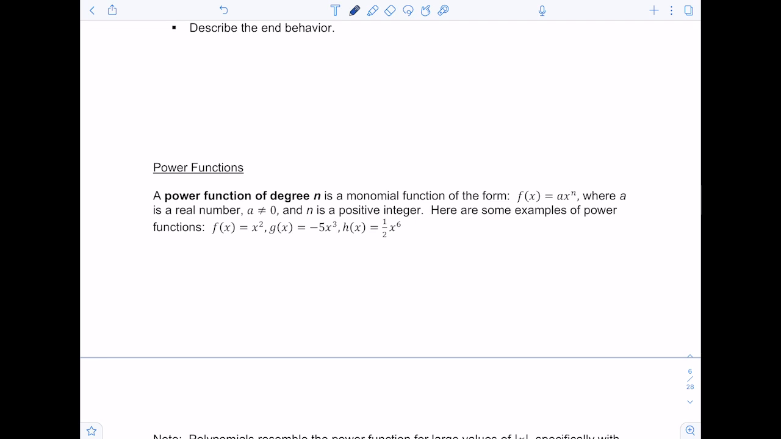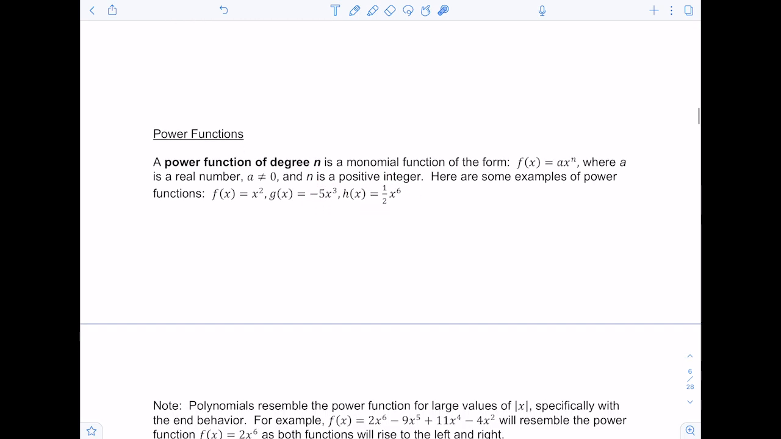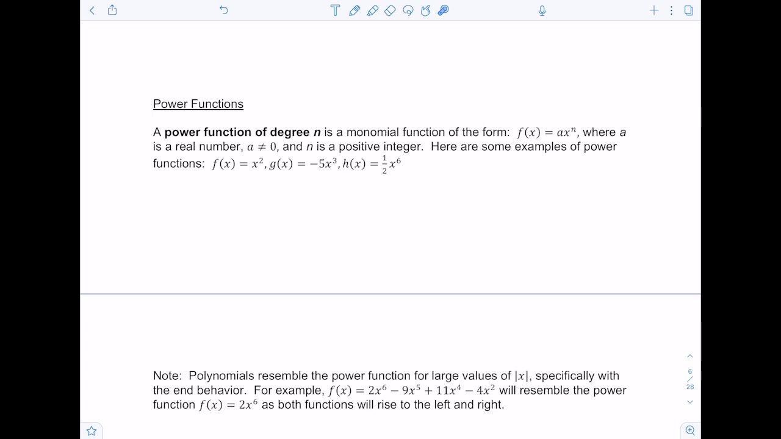Okay, and the only other thing I want to point out to you are what power functions are. They are functions of degree n, and they're in monomial form. So mono means 1, right? It's one term. Okay, it's going to resemble something like this. So if you had something like x squared, that's called a power function. -5x cubed, 1/2 x to the 6th. Okay, and what's important to remember is that polynomials resemble a power function when you have large values of the absolute value of x, specifically with end behavior.